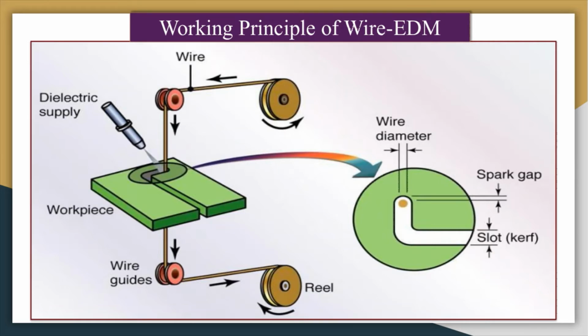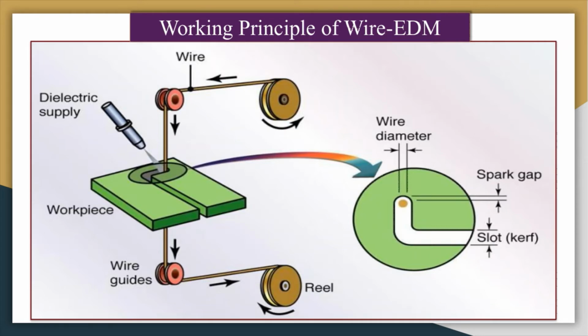In this diagram you can see an exaggerated view of the machining zone. There is a curve or slot which is generated. The width of that cut is more than the diameter of the wire. The spark is shown in between the wire and workpiece. This is the spark gap, and this is the wire diameter. You can see the width of cut is more than the diameter of the wire. So this is the schematic diagram of the wire EDM setup.